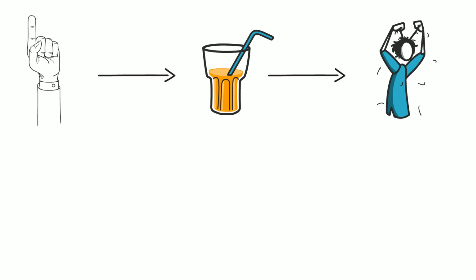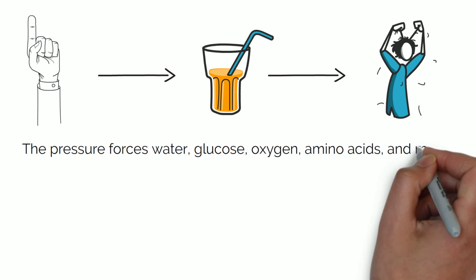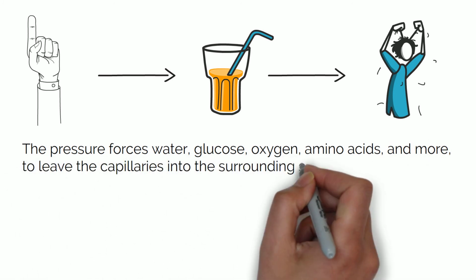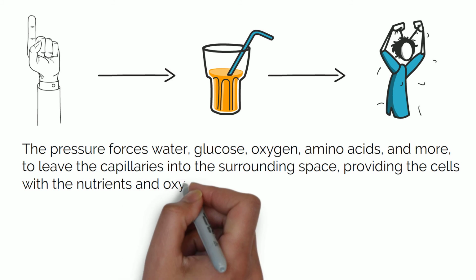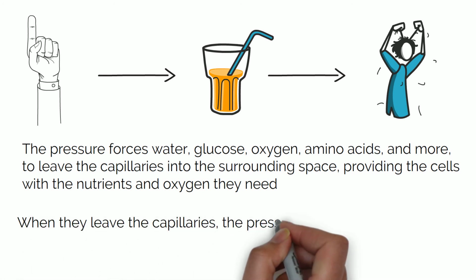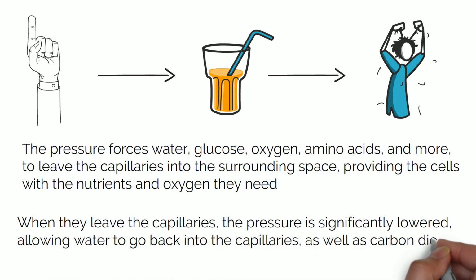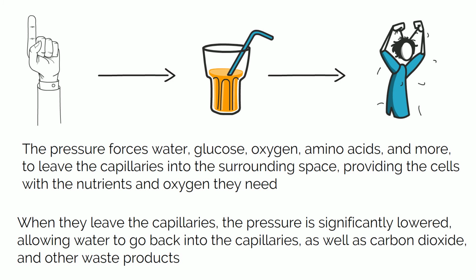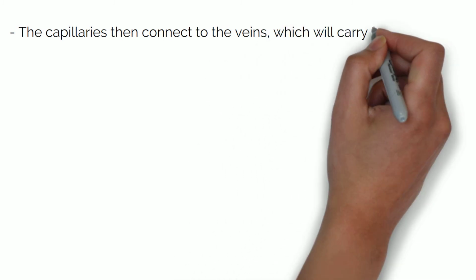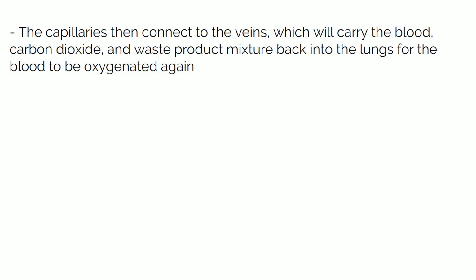So when blood flows from arteries to arterioles and then to capillaries, that pressure forces water, glucose, oxygen, amino acids, and more to leave the capillaries into the surrounding space, providing the cells with the nutrients and oxygen they need. When all these things leave the capillaries, the pressure is significantly lowered, allowing water to go back into the capillaries after the gas exchange, as well as carbon dioxide and other waste products. These capillaries then connect to the veins, which will carry the blood, carbon dioxide, and waste product mixture back into the lungs for the blood to be oxygenated again.